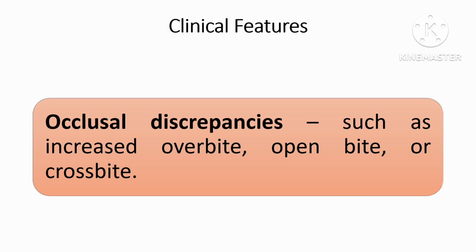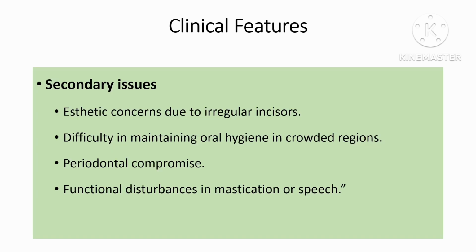Malalignment can appear as crowding, spacing, rotations, or crossbite. Clinically, this is what we notice on inspection: irregular dental arches. The arch form may look irregular or asymmetric because of uneven tooth positions. For example, one side may appear crowded, the other may look normal, or a midline shift may be visible if the teeth are lost or drifted.